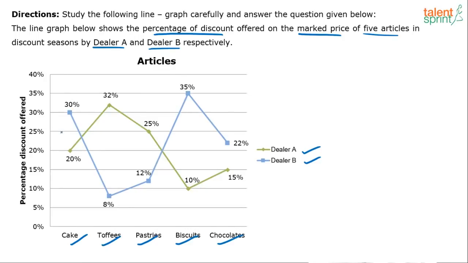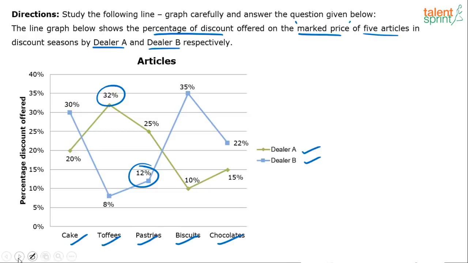Like for example, the discount offered on the marked price of pastries by dealer B. So pastries, dealer B, discount offered is 12%. 12% on what? The marked price. Discount generally is on the marked price. Here also it's on the marked price. The discount offered by dealer A on toffees is how much? Dealer A is the line in green, toffees here 32%. So 32% is the discount offered on toffees by dealer A. Okay. So that's the data, very simple.